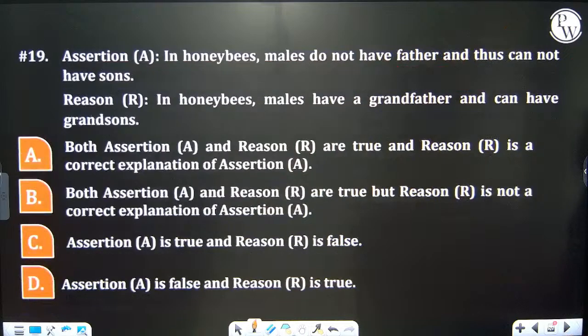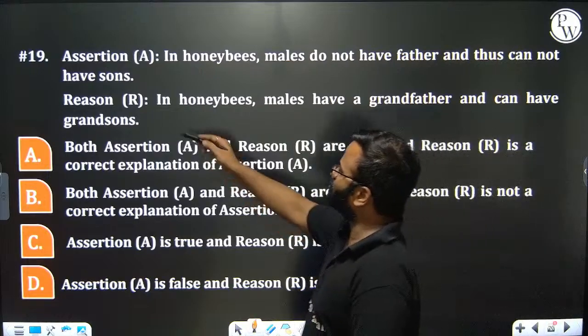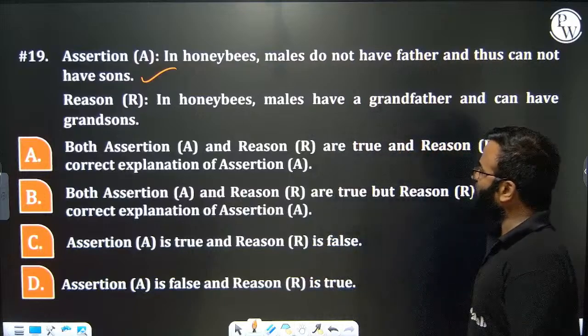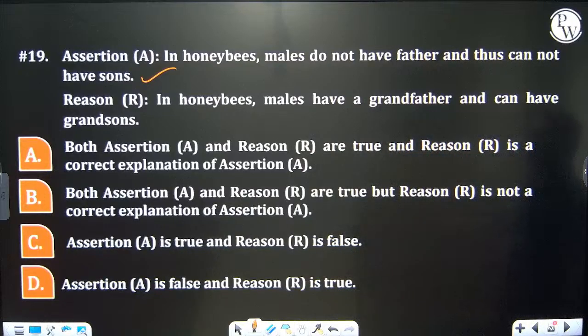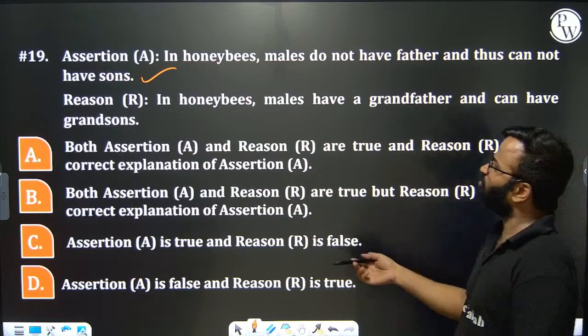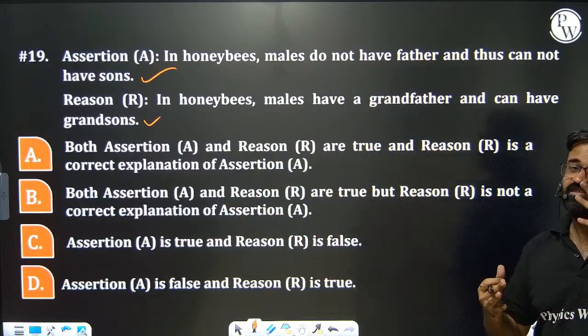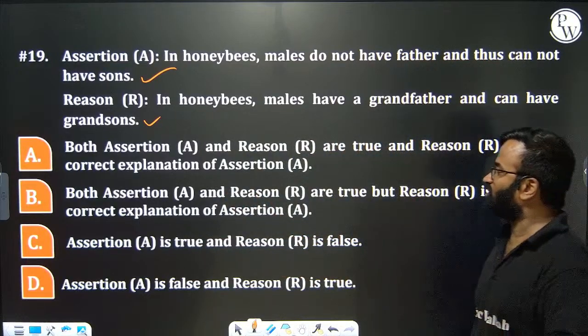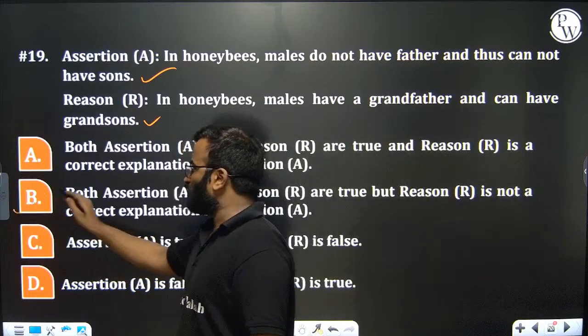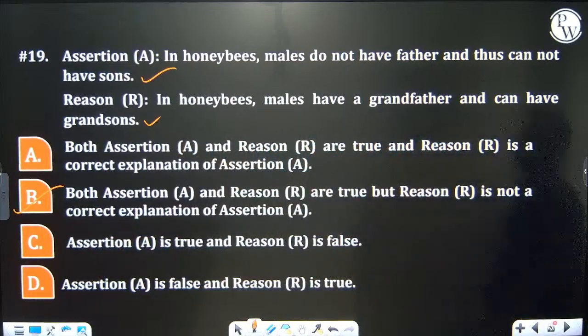In honeybees, males do not have father and thus cannot have sons, which is true. In honeybees, males have grandfather and can have grandsons, which is true. But why? The exact reason is not being explained. So I would go with, okay, both the statements are true, but it is not the right explanation.